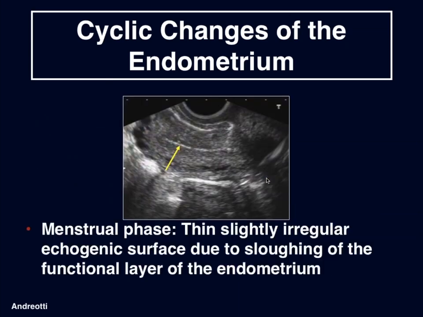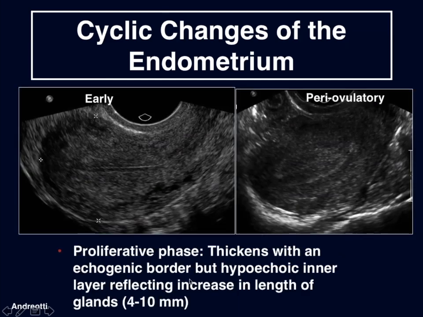In the menstrual phase, there's a thin, slightly irregular echogenic surface, as we can see here, due to sloughing of the functional layer of the endometrium. Then we move on to the proliferative phase, where there's thickening with an echogenic border, as we can see here and here.